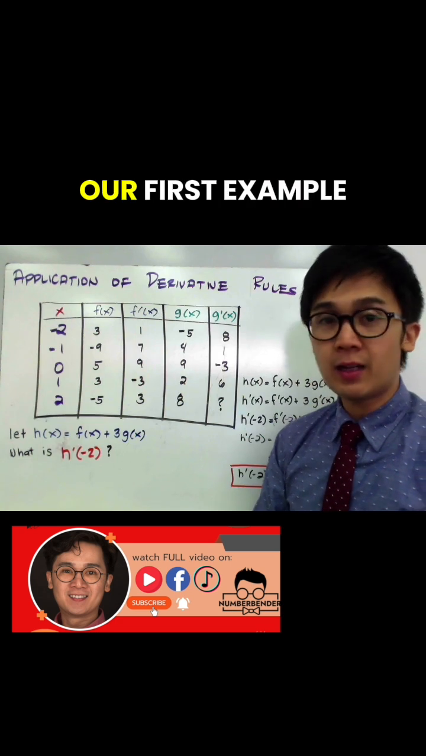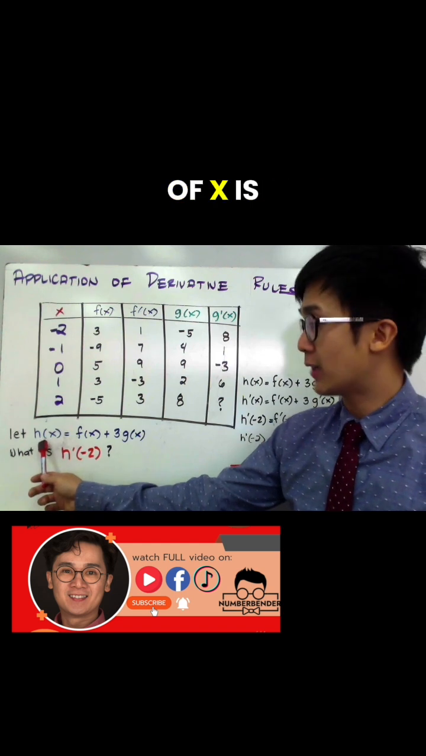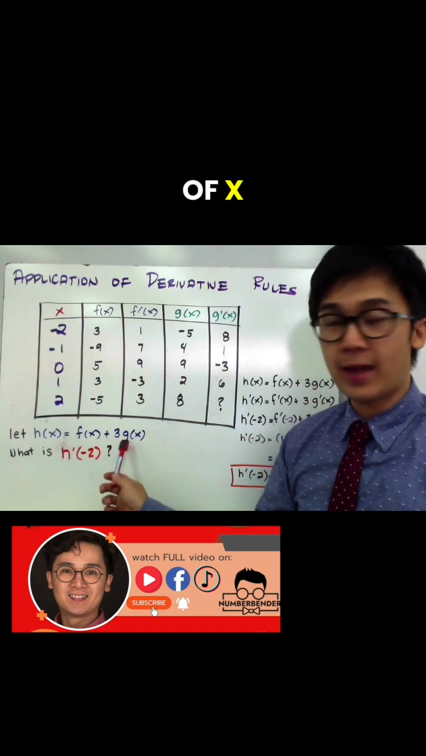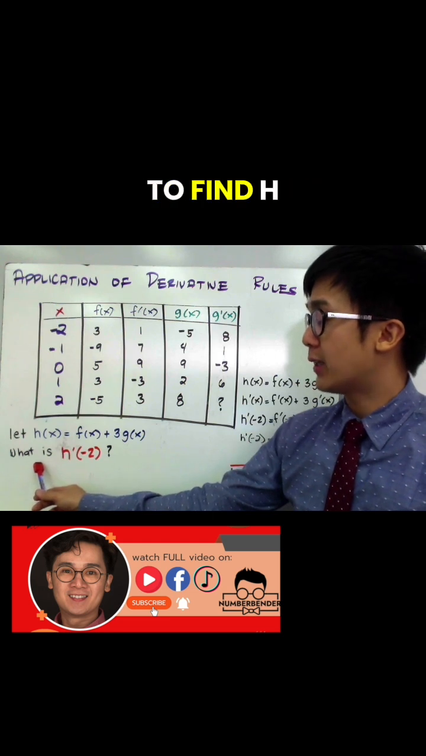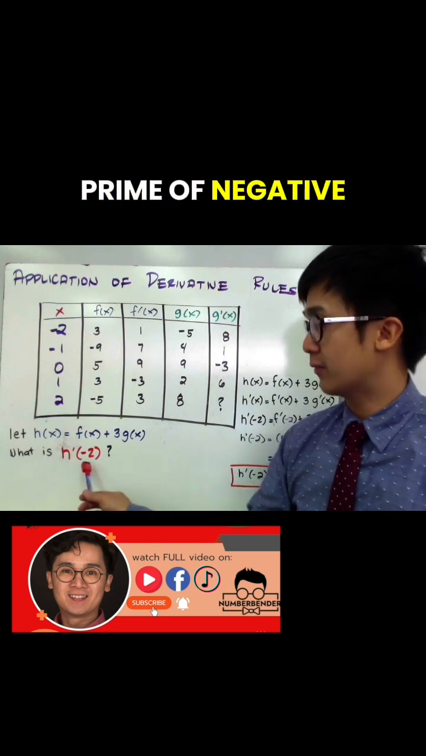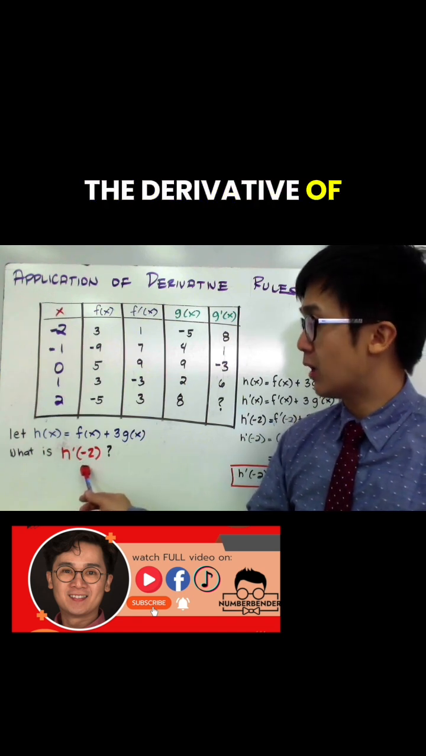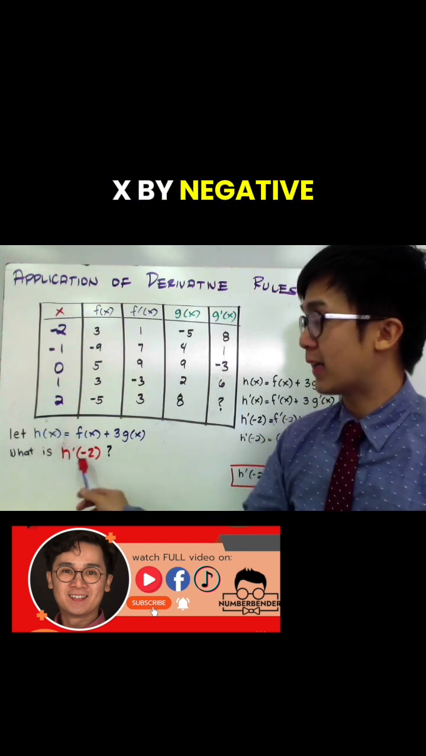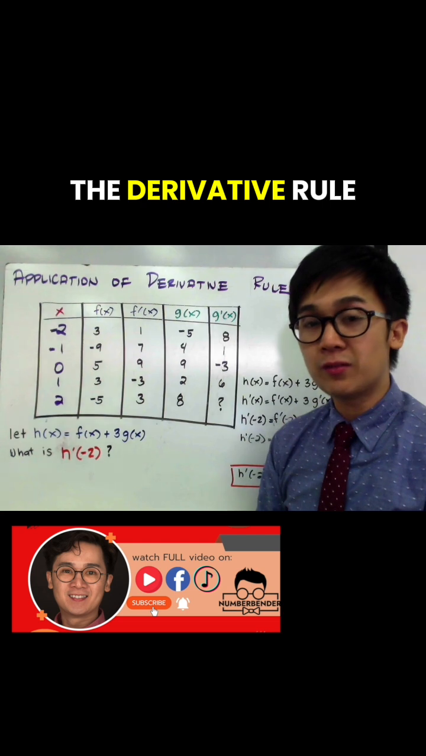So let's say our first example, we have the function h of x is equal to f of x plus 3 times g of x. Now, in this particular problem, we are supposed to find h prime of negative 2. So we are going to find the derivative of h of x and then replace the value of x by negative 2 after we found its derivative. So we are going to use the derivative rule in evaluating our function.